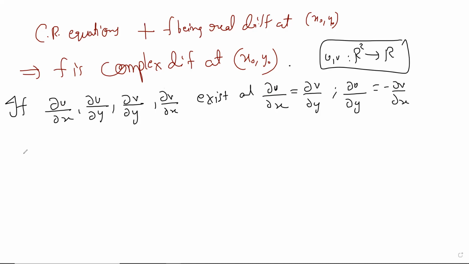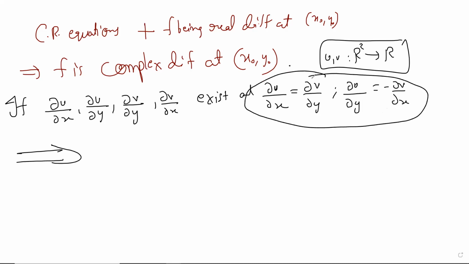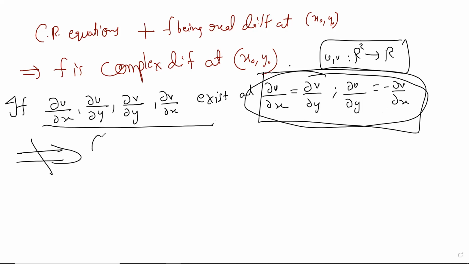this is not sufficient. Let's try to get a counter example. Objects in which these things exist and this is satisfied are not enough. What I'm trying to say is that only these things existing is not enough. You need something more. I just want to say that this is not enough. This will not imply complex differentiability.